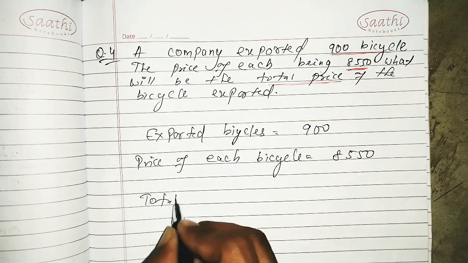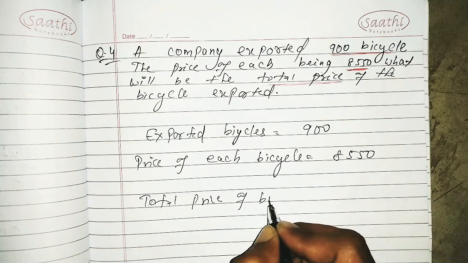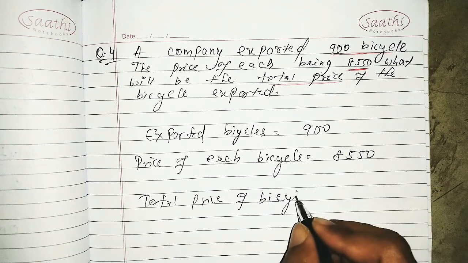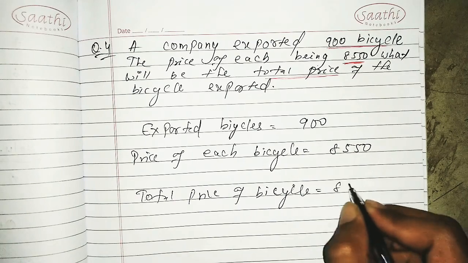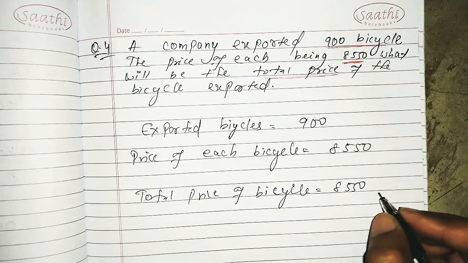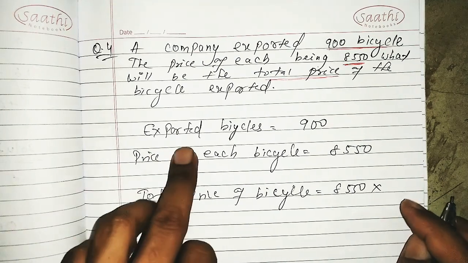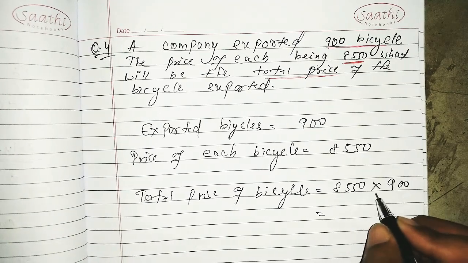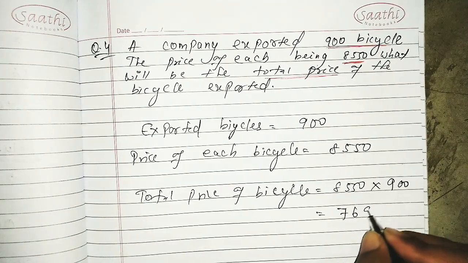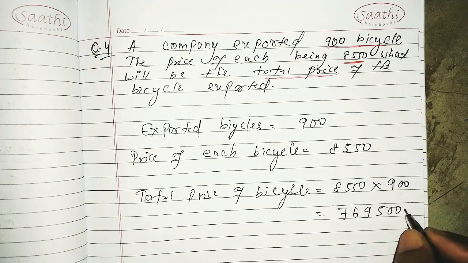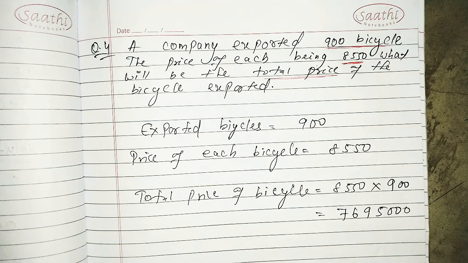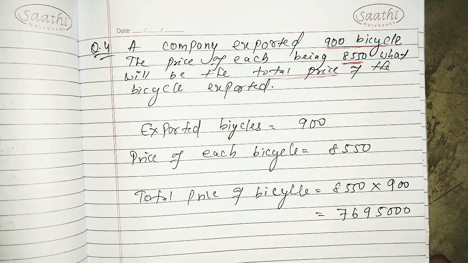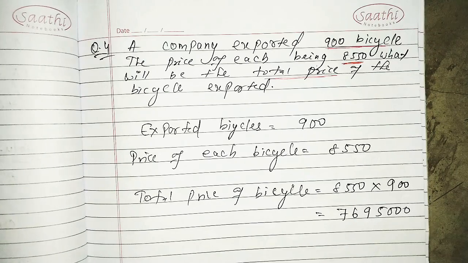So what will be the total price that he has exported? The total price of the bicycles is equal to 8,550, the price of each bicycle, multiplied by 900 exported, which is 7,695,000. Okay, this will be the total price of the bicycles which are exported. Clear? I hope you understand how to frame a statement and how to solve a word problem. Okay.